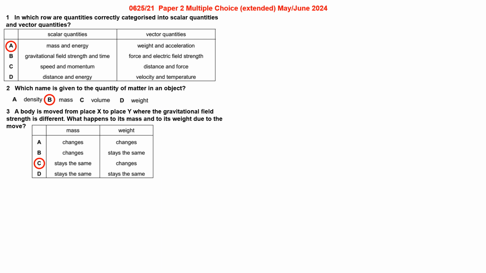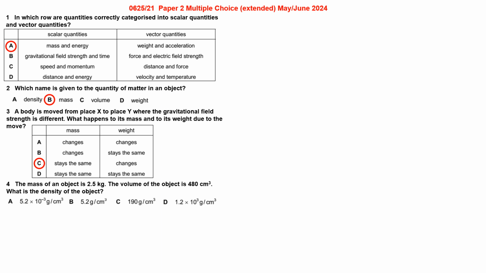Question 4. The mass of an object is 2.5 kilograms. The volume of the object is 480 centimeters cubed. What is the density of the object? Density is defined as mass divided by volume. It is necessary to convert mass to grams because the options provided for density are in grams per cubic centimeter.